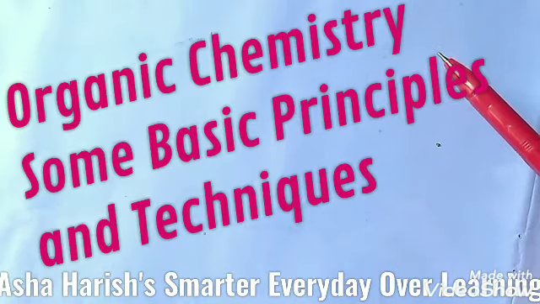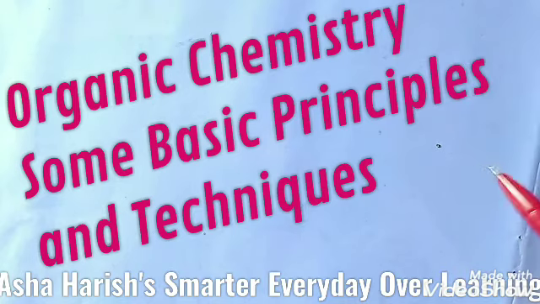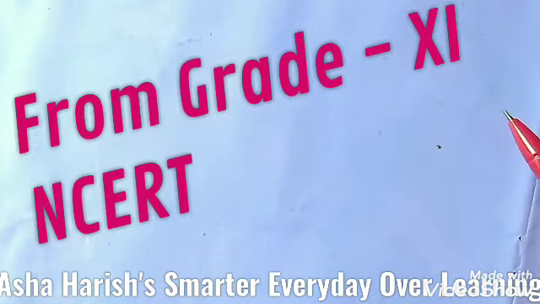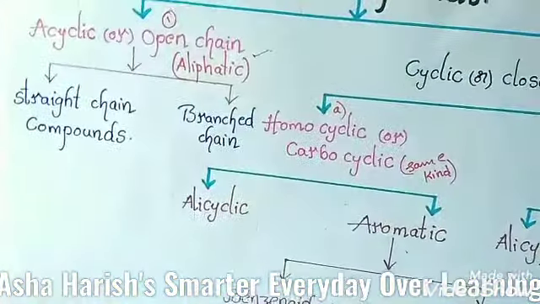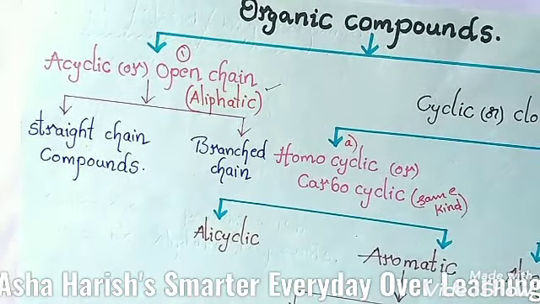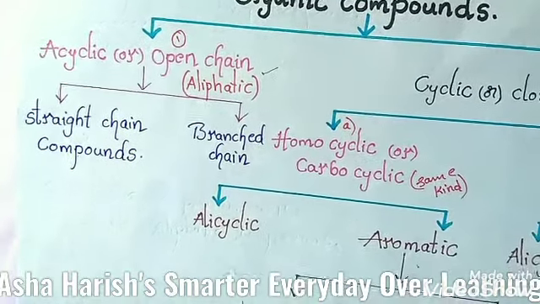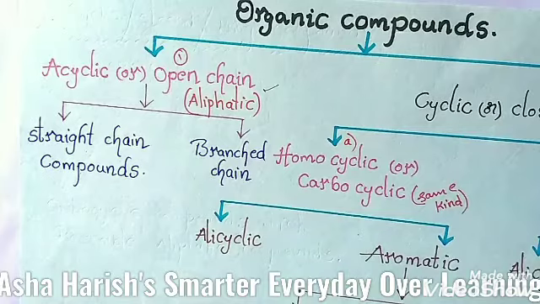Dear students, we have been learning the classes from the chapter Organic Chemistry, Some Basic Principles and Techniques from grade 11 NCERT. What we learned in our previous class was the classification of organic compounds. Like this mind mapping I explained to you in our previous class, and dear students who didn't see that class, I'll provide the links in the description. You can go through them.